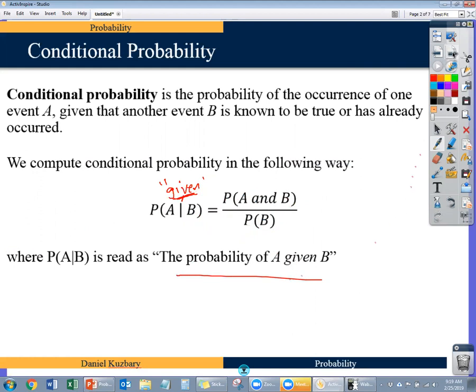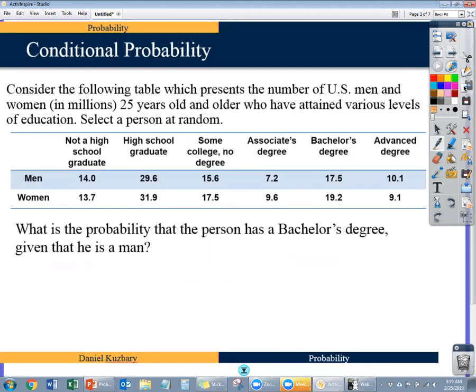So let's put this definition into practice in this problem. Considering the following table, which presents the number of U.S. men and women in millions, 25 years and older, who've attained various levels of education. So here's just the numbers, and they're divided by their highest level of education, and they're also divided into men and women. We're going to select a person at random from this group, and we're asked what's the probability that the person we selected has a bachelor's degree given that he's a man.